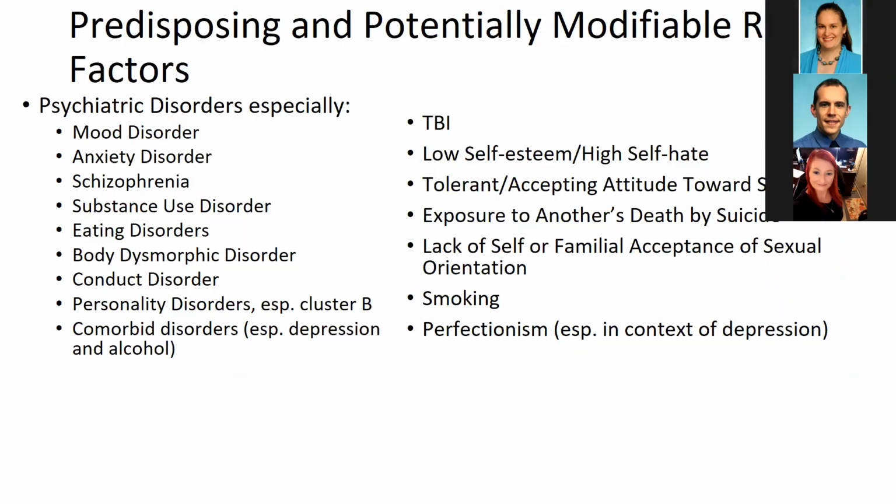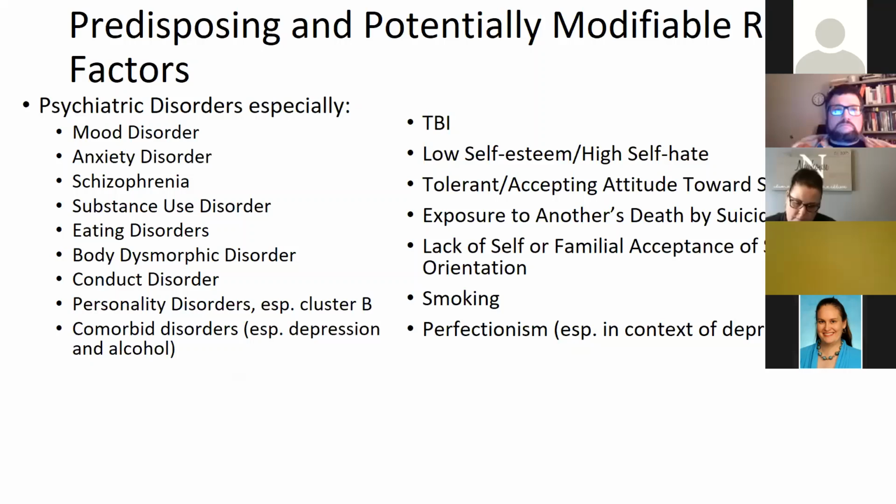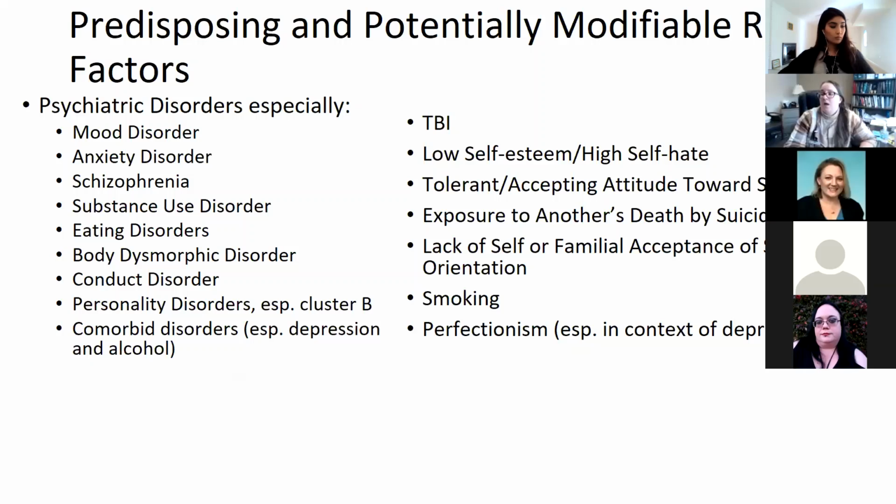Low self-esteem, high self-hate, tolerant or accepting attitudes towards suicide, exposure to another's death by suicide. Sometimes this is called contagion. It's this idea that there may be a spike in suicide, suicidal acts, when someone in a community has just completed suicide, or even when celebrities have completed suicide.